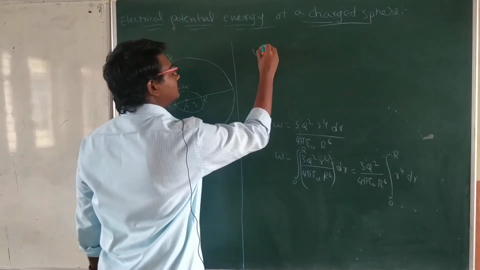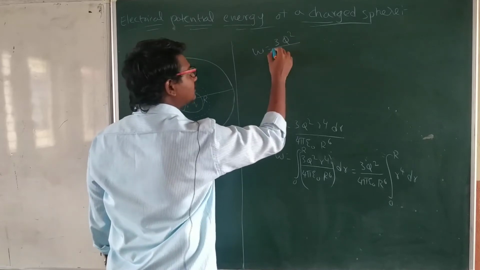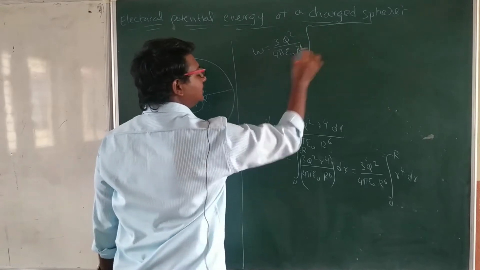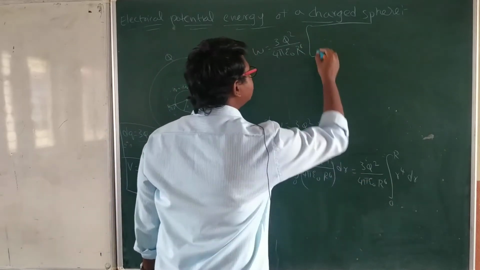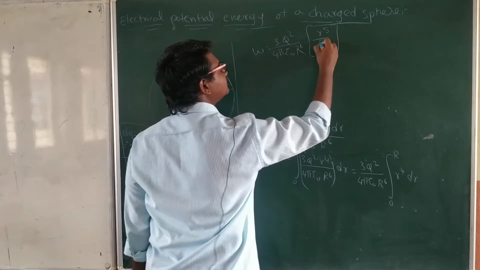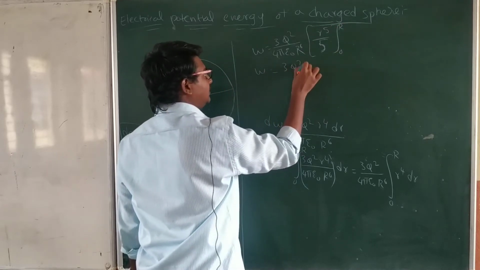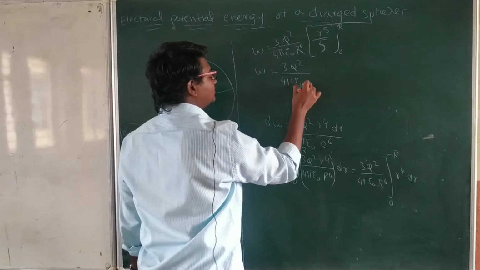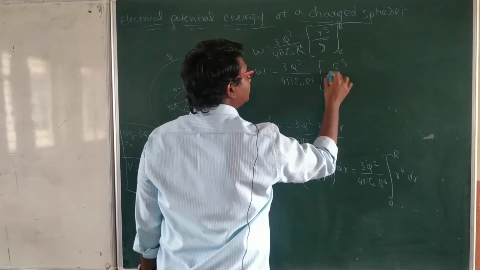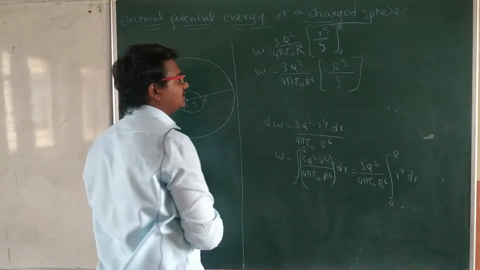Now W is equal to 3Q square by 4 pi epsilon naught R power 6, into R power 4 integration will be R power 5 by 5. We know this integration already, from 0 to capital R. That is, W is equal to 3Q square by 4 pi epsilon naught R power 6 into R power 5 divided by 5. The lower limit is 0, that's why we will neglect that term.